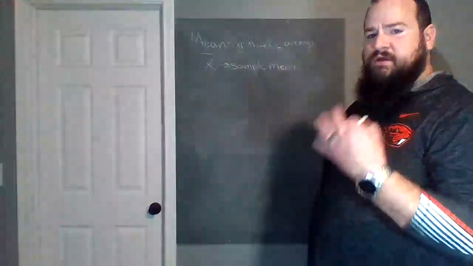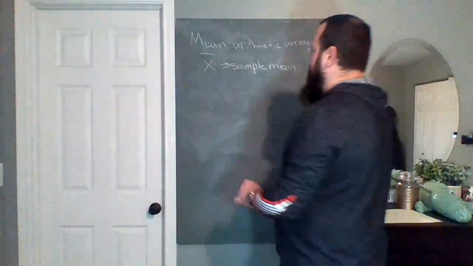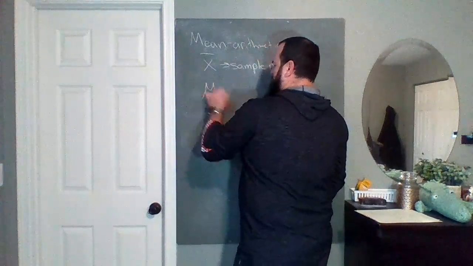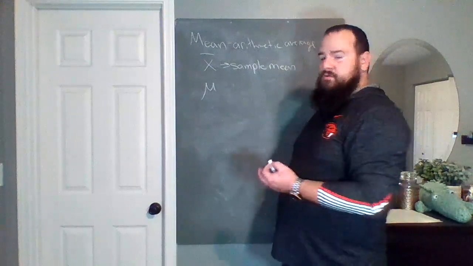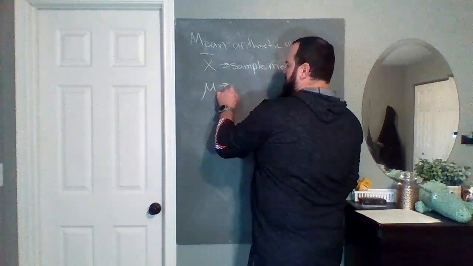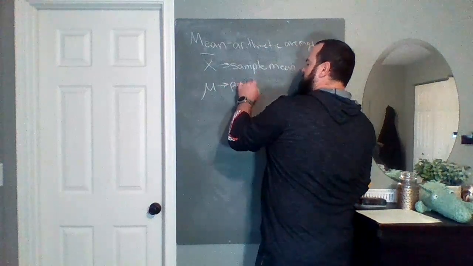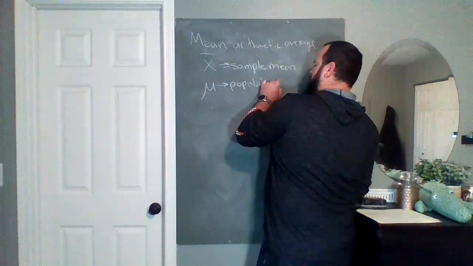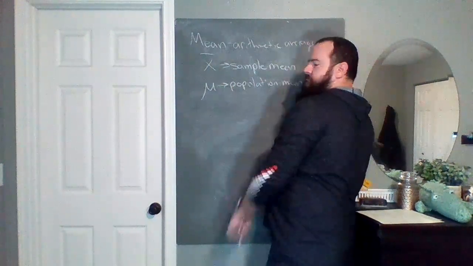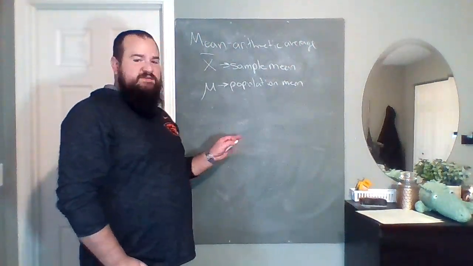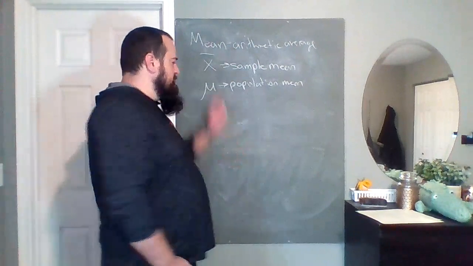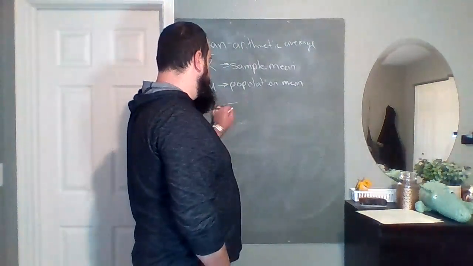The next one is a Greek letter called mu, and what it looks like is a lowercase u with a tail in the front. That's pretty much the way to write it. So that is the Greek letter mu, and this is the population mean. Both of these are found very simply. Both of these are calculated.